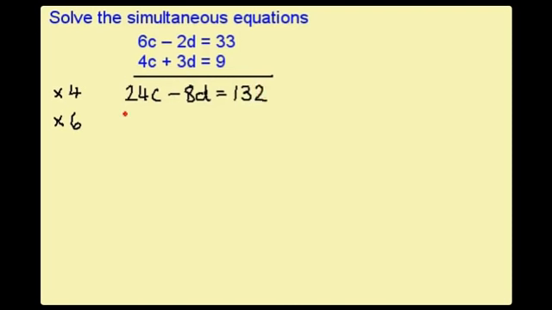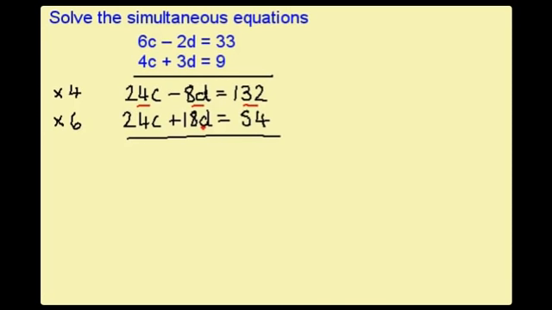6 times this gives me 24c plus 18d equals 54. Now rule off again. Using a different colour if you've got one, put a minus sign in here, here and here. We now need to take these away. 24c minus 24c gives you nothing. This will always happen.